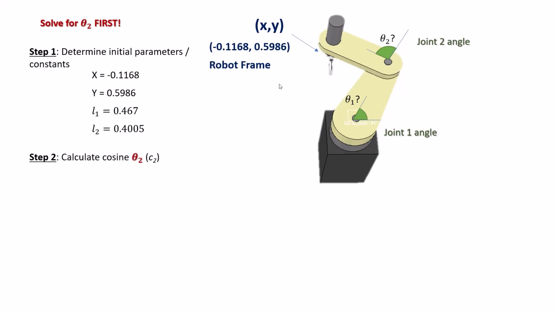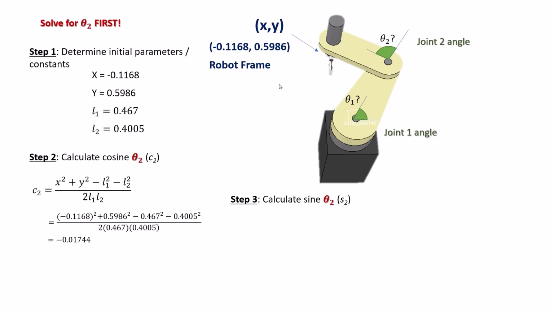Second step is to calculate cosine of theta 2, and that is obtained from this formula. C2 equals x squared plus y squared minus L1 squared minus L2 squared, divided by 2 L1 L2. And by putting in the values, we'll get negative 0.01744. And the third step is to calculate sine of theta 2, or S2. That is simply the square root of 1 minus C2 squared, and that could be plus, it could also be minus. So we have plus 0.9998 or minus 0.9998. And step 4 is to obtain theta 2.